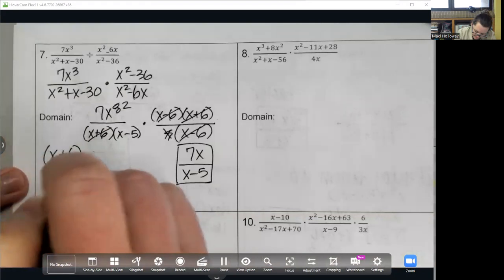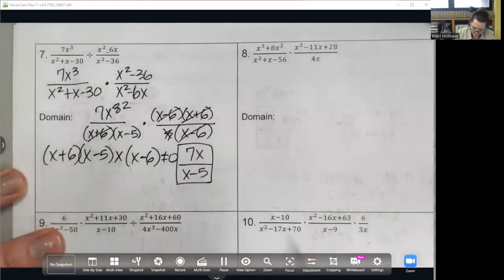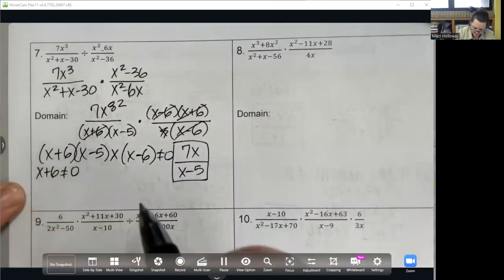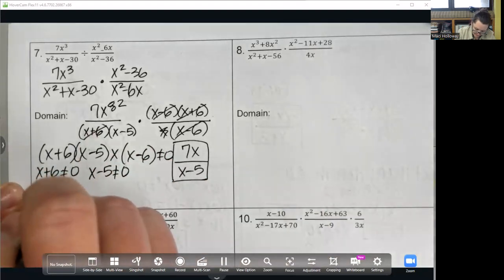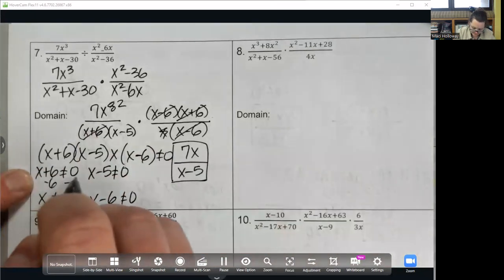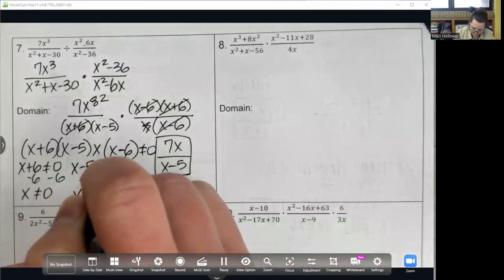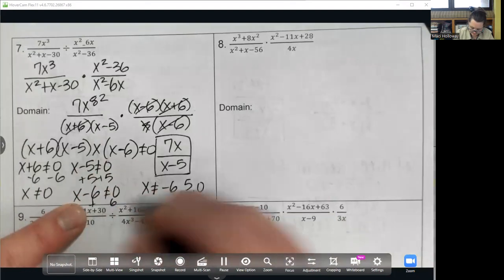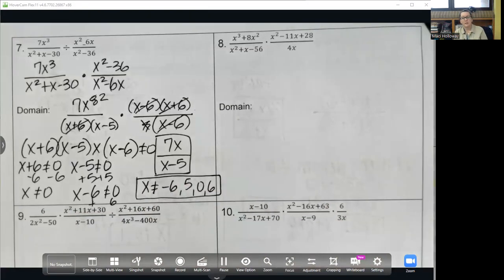x plus 6, x minus 5, x, and x minus 6 cannot equal 0. So all of these things are separate. x plus 6 cannot equal 0. x minus 5 cannot equal 0. Running out of room. x cannot equal 0, and x minus 6 cannot equal 0. So if you solve this one, x cannot equal -6. Solve this one by adding 5. x cannot equal 5. This is 0, and this one is +6 is 6. So 4 domain restrictions there.